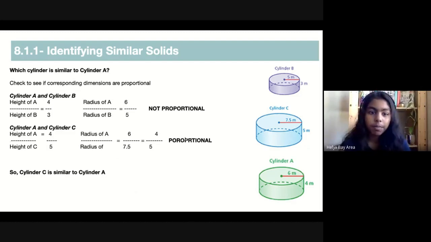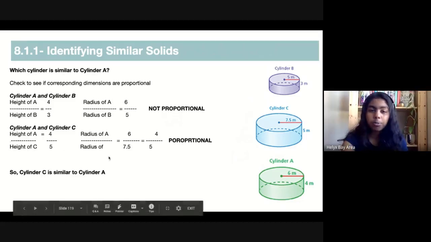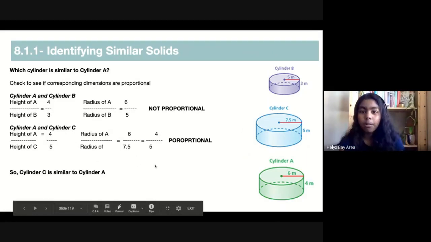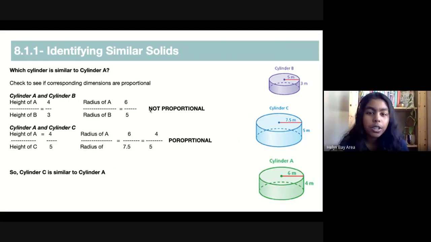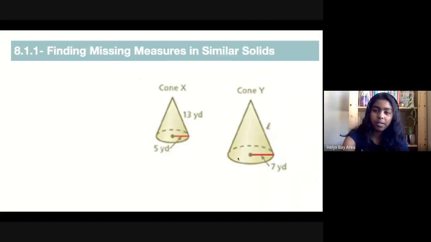So cylinder C is similar to cylinder A. I'm not going to go really into depth about simplifying these two down because it does get a little complicated with all the numbers, and so we're just going to say they're proportional right about here.